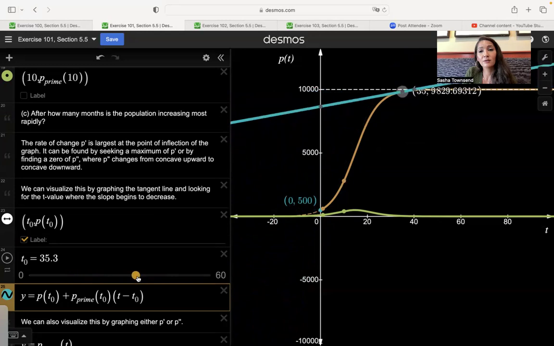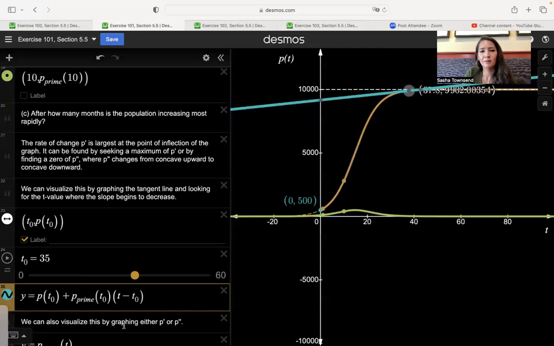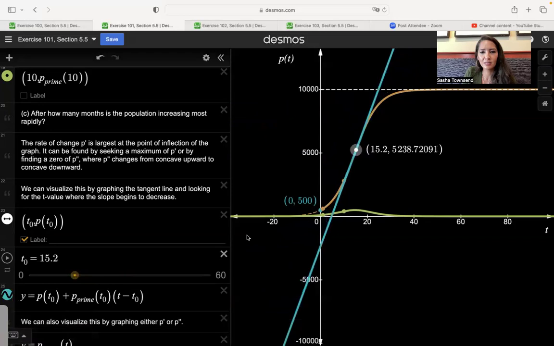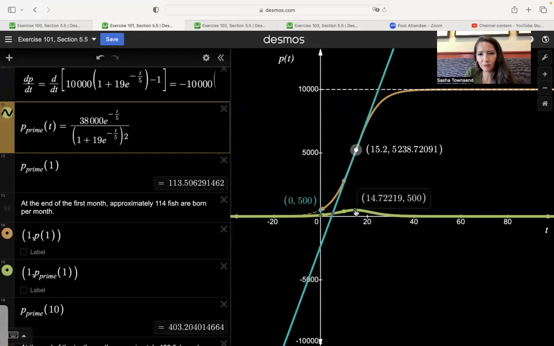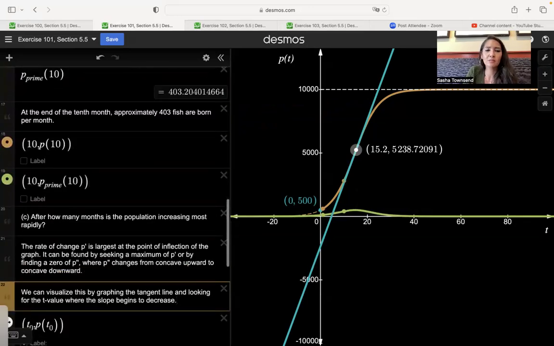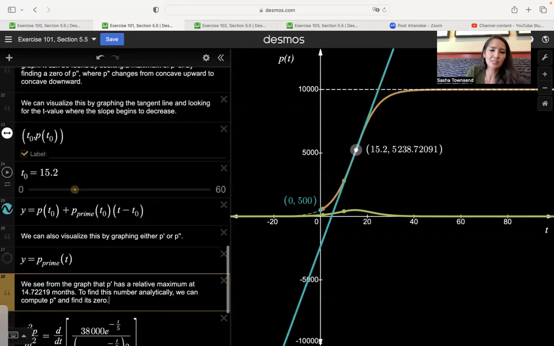Or in other words, the derivative is decreasing, even though the derivative itself is positive the whole time. And so our maximum seems to be at about 14.7, which is the same as the maximum on this curve, 14.72219. Now we can find that analytically if we compute the second derivative, set that equal to 0, and then solve for t. So let's do that and see if we can find an exact answer as opposed to just reading a graph and getting a decimal approximation.